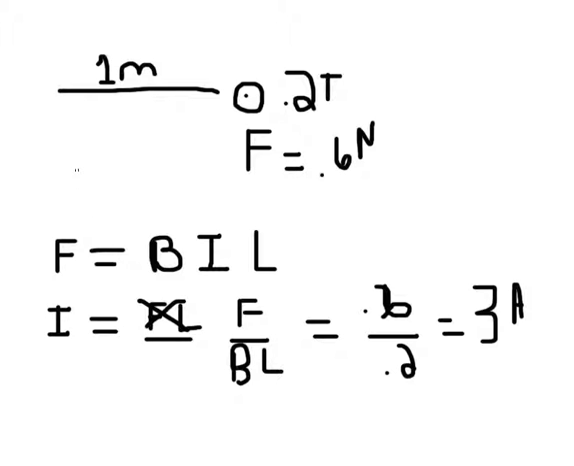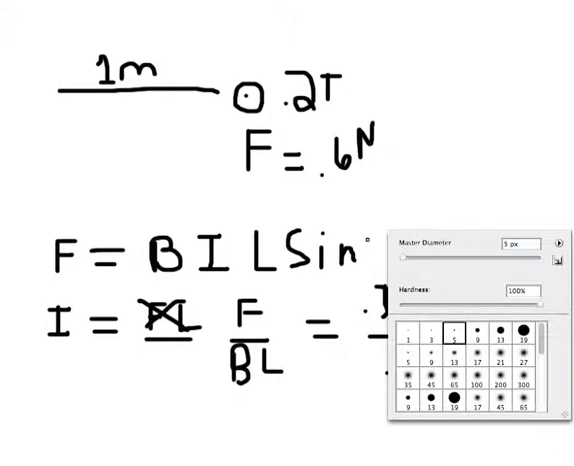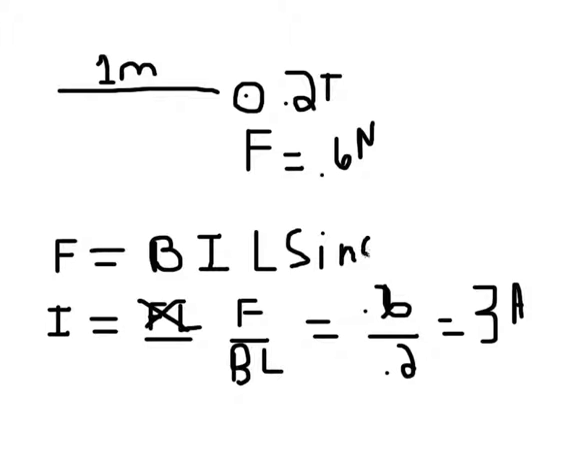Now, if this magnetic field was at an angle, and I don't know if you'll have any questions like this, let's say it was coming out at 30 degrees, this would actually have a sine theta, which is the angle. But since the angle is 90 degrees, sine 90 degrees is equal to 1. So that's why we don't have that. This is actually just equal to 1 at a 90 degree angle.